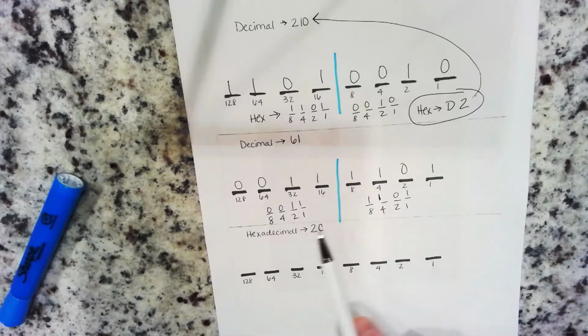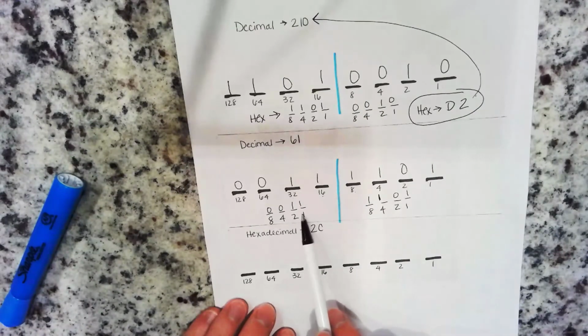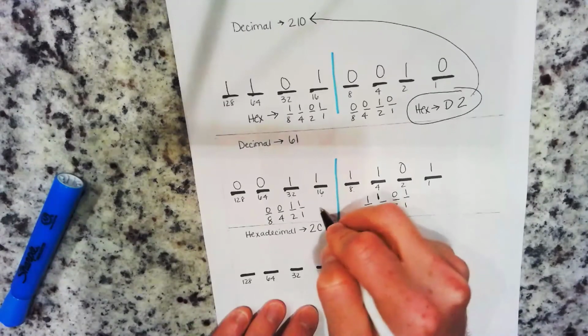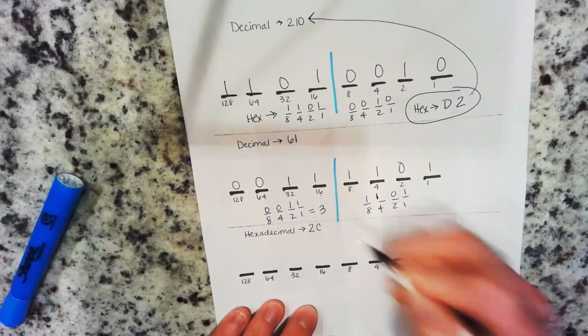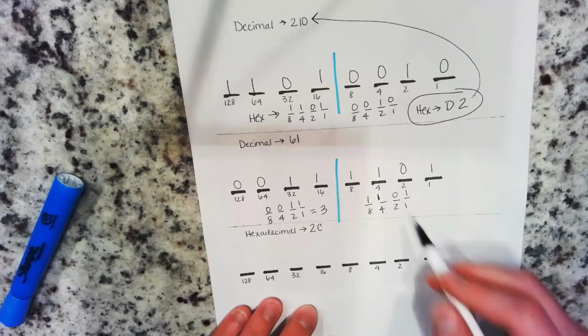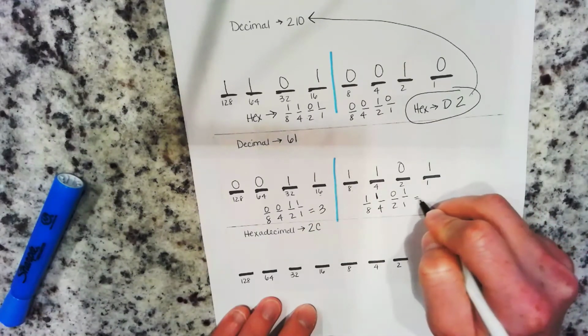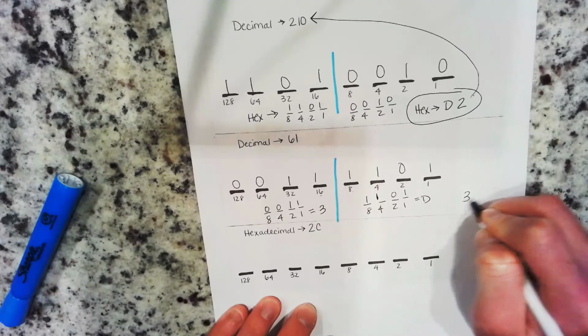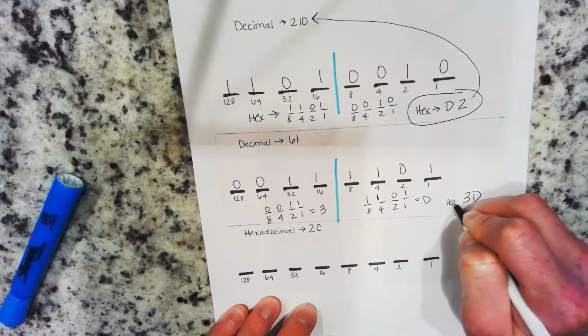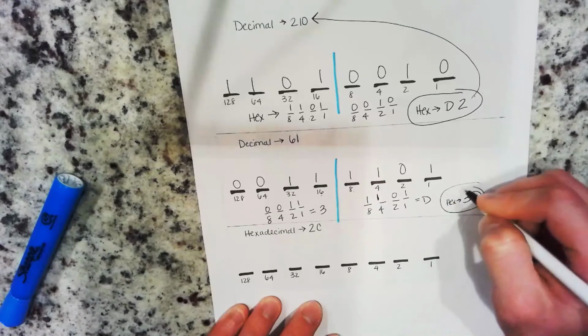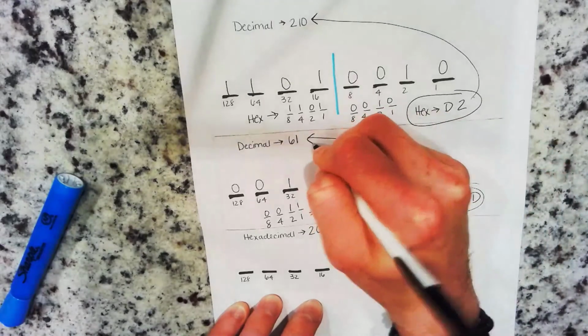So if I look at this, that should be a 3, since it has a 1 in the 2 placeholder and a 1 in the 1 placeholder. And then this one over here is 1101 again, just like that, so I know that one's a D. So this should be 3D in hexadecimal to equal 61.